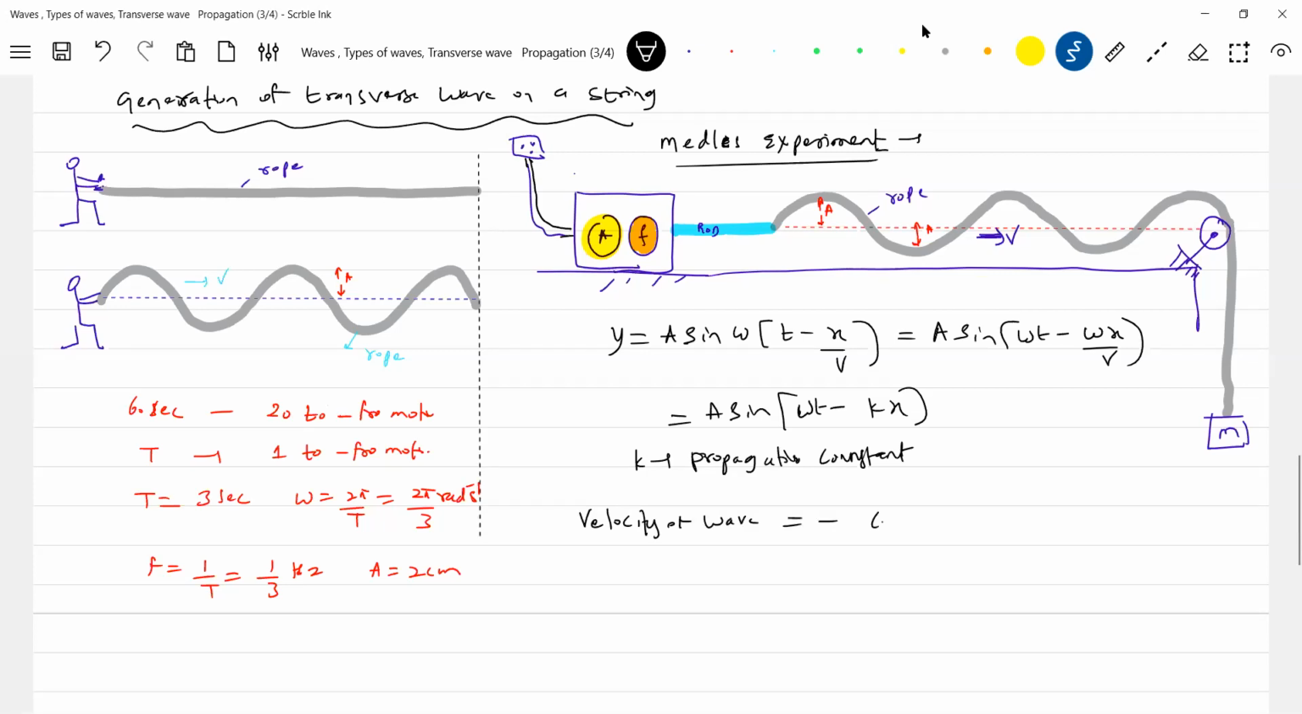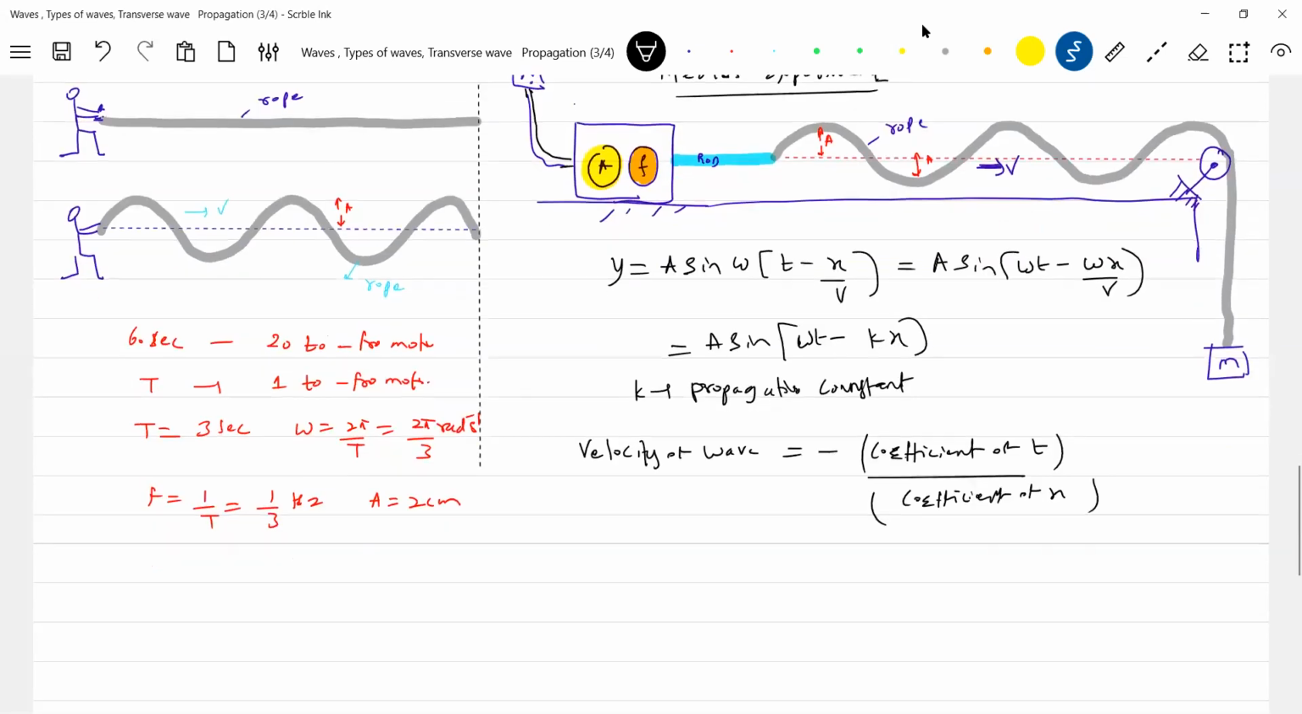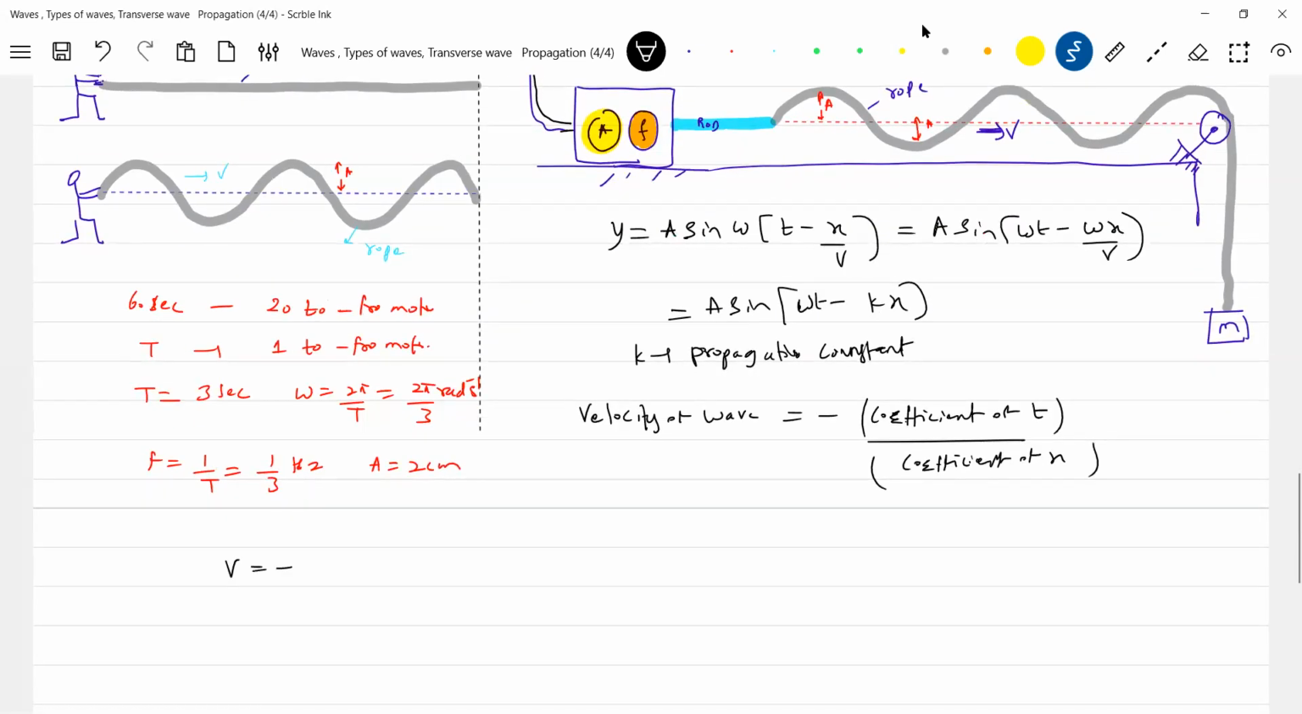Now we'll define the speed of the wave. The velocity of the wave is minus the coefficient of t divided by the coefficient of x, substituting them with sign. So v is equal to the coefficient of t, which is ω, by the coefficient of x, which looking at this equation is −k. So this becomes ω by k. What does positive mean? The wave is propagating towards the right. If you get v positive, the wave is propagating towards the right. If you get v negative, the wave is propagating towards the left.